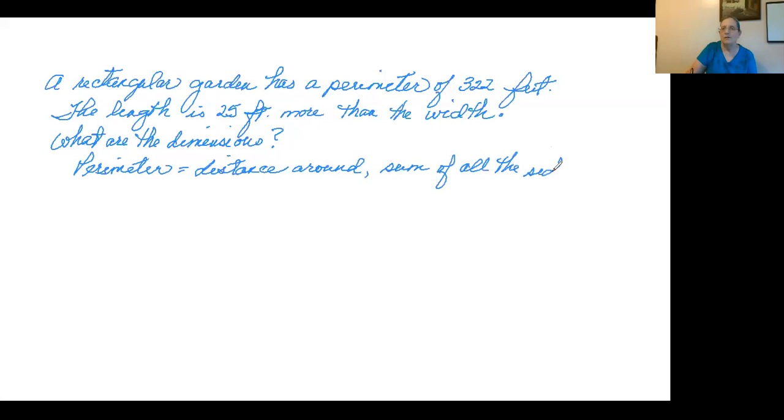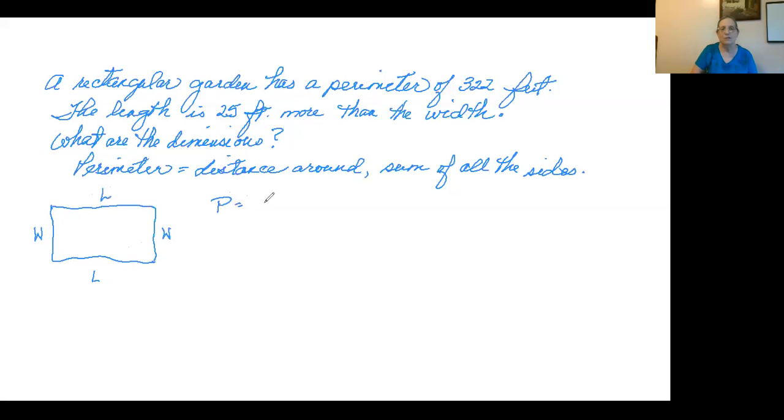This doesn't matter whether it's a triangle, a rectangle, some crazy shape. The perimeter simply means the sum of the sides. So in this case, we know we've got a rectangle. In order to be a rectangle, opposite sides have to be the same length. So they typically call the one on the bottom the length and the one on the side the width. This will be the same length, this will be the same width.